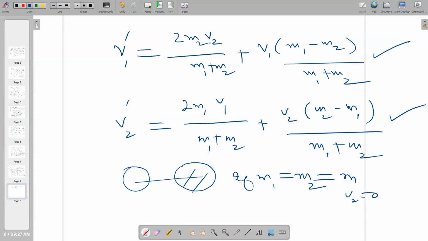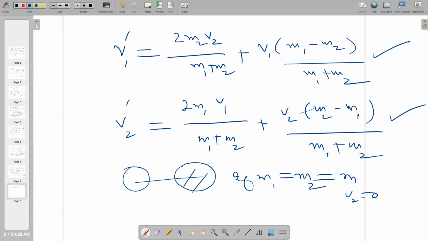Just put v2 equal to 0 here, this will cancel, this is 0. And m1 is equal to m2 is equal to m. When you put this here, then v1 dash will be 0. And when you put v2 equal to 0 here, this will not cancel, because it will become 2m over m plus m, which is 2m. So 2m will cancel with 2m and the v2 dash answer will be equal to v1.